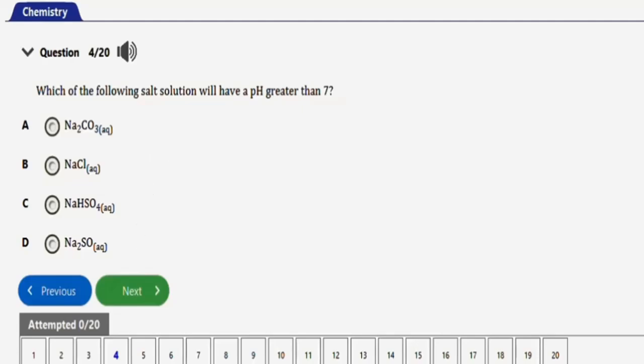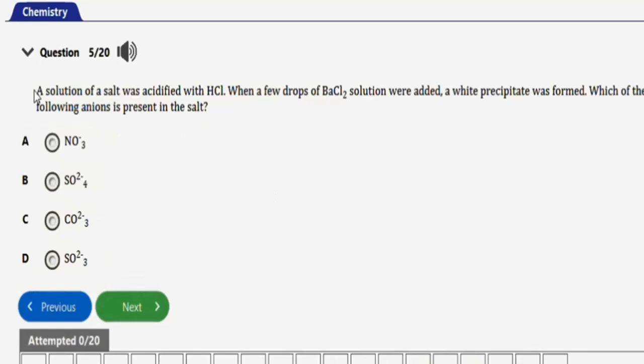Next question will be this one. It says a solution of salt was acidified with hydrochloric acid. When a few drops of barium chloride solution were added, a white precipitate was formed. Which of the following anions is present in the salt? So the right option will be option B, which is tetraoxosulfate(VI) ion. Okay, so take note of this question, guys, very important.